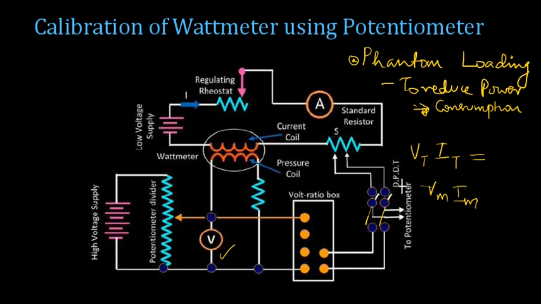So again, you compare all these values and you can draw a calibration curve, and once you get the calibration curve, you can say how much error there is in the wattmeter, and thus the wattmeter can be calibrated against the standard potentiometer which is available. So this is how we calibrate ammeter, voltmeter as well as wattmeter against a potentiometer. Thank you so much.